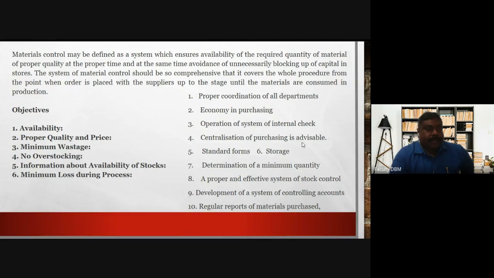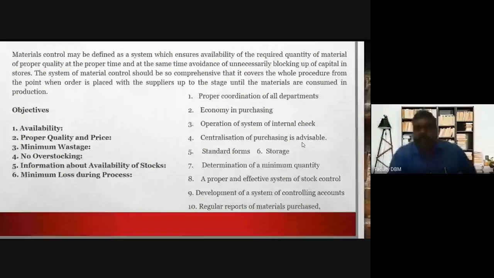are compulsory. They have to check the space availability, and they have to store the materials in a proper manner, otherwise they will deteriorate. And for determination of minimum quantity, they have to see that minimum stock is maintained in their stores, and they need a proper and effective system of stock controlling. And development of a system of controlling accounts: they have to collect the invoices, see the payment, see the transport cost, and maintain all the accounts relating to production and material controlling.